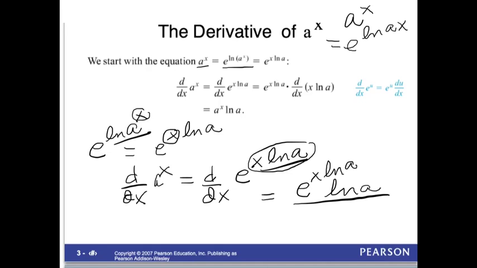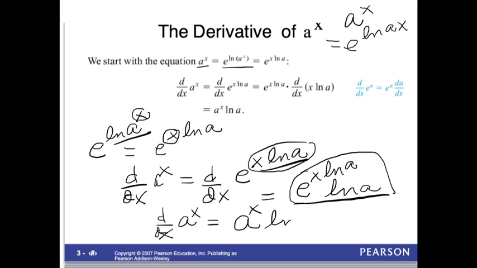Now you won't have to prove this on a test, but you will have to be able to use this result to calculate a derivative of a to the x. So d dx of a to the x is equal to a to the x, almost the same as e to the x, but you have to multiply it by ln of a.